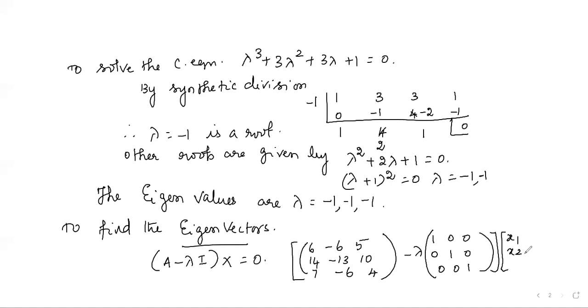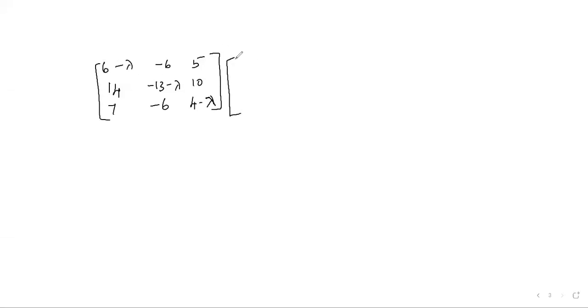Then x1, x2, x3 is equal to 0, 0. So therefore you will be getting the matrix: 6 minus lambda, minus 6, 5; 14, minus 13 minus lambda, 10; and 7, minus 6, 4 minus lambda. Multiplied with the eigenvectors x1, x2, x3, and this is equal to 0.